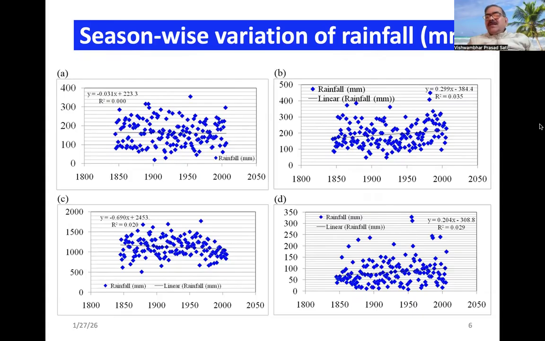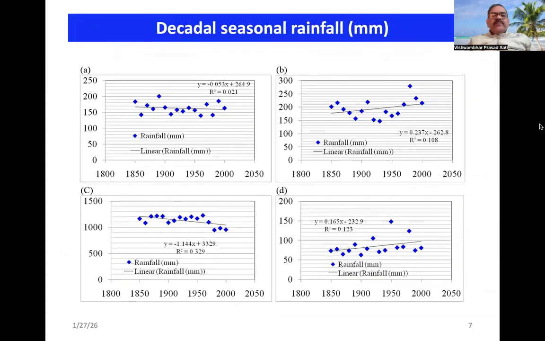So this clearly shows that in the months where there was rainfall, now there is no rain, and in the months where there was no rain, now there is rain. So it is all vice versa, and it is changing like this.